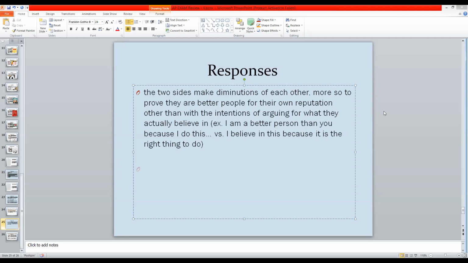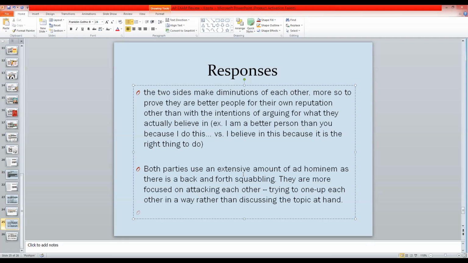And then Zoran puts in, both parties use an extensive amount of ad hominem as there's a back and forth squabbling. They are more focused on attacking each other, trying to one-up each other in a way rather than discussing the topic at hand. Yes, and if you put in logical fallacies along with satire, because a lot of it exists there, you can also earn that point for sophistication because you know a little bit of the logical fallacy terms in that case. That would work. Anyone else?